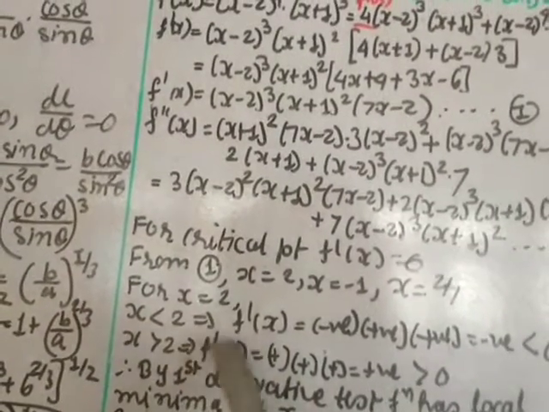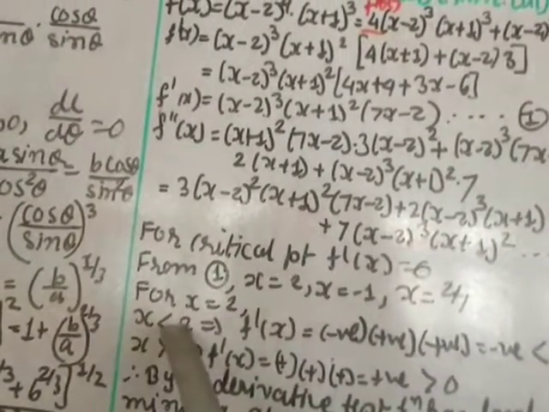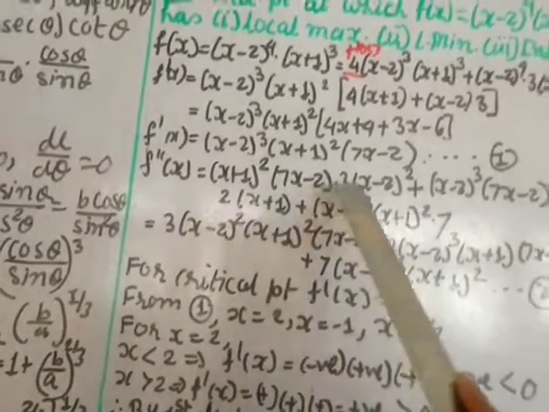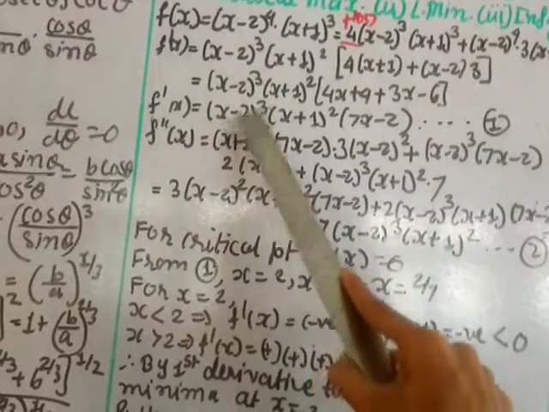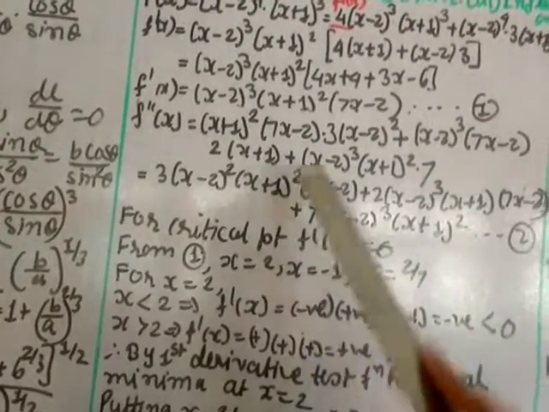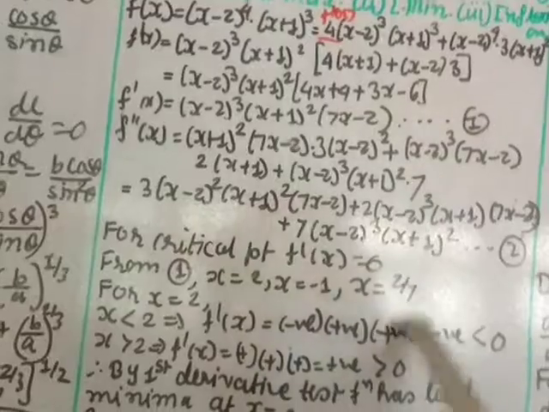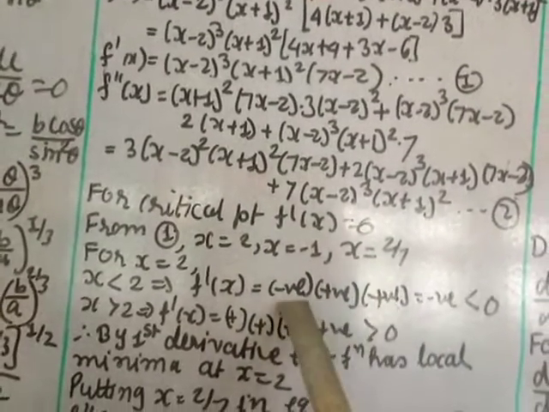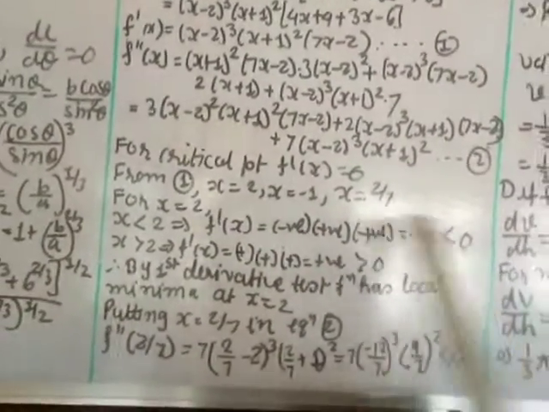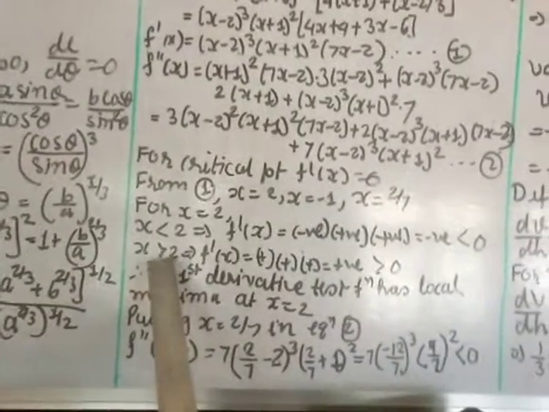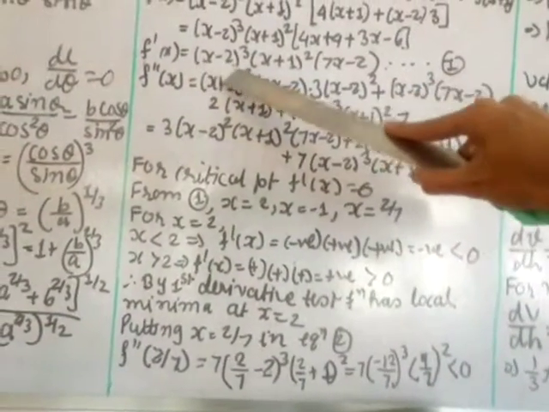Now for first derivative test, I am going to take x less than 2. So x less than 2, I have to assume one number. Let us assume 1. And we'll check out the sign of f dash x. I have taken 1, so 1 minus 2 whole cube, negative answer, I have put negative. Then 1 plus 1 whole square, so it is positive. Then here 1 I am taking, so 7 minus 2 positive, so I get positive, positive, negative, so answer is negative, less than 0. Then for x greater than 2, let us take 3. If you take 3, here 3 minus 2 positive.